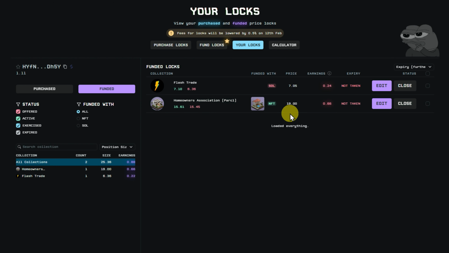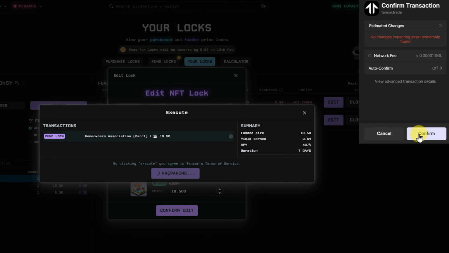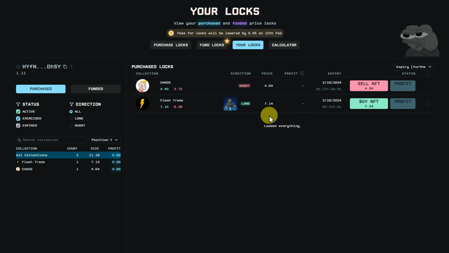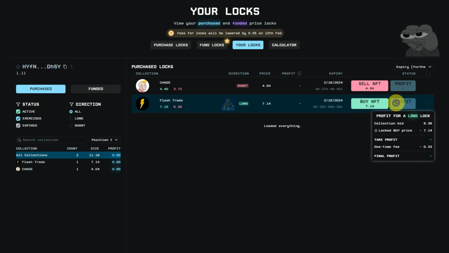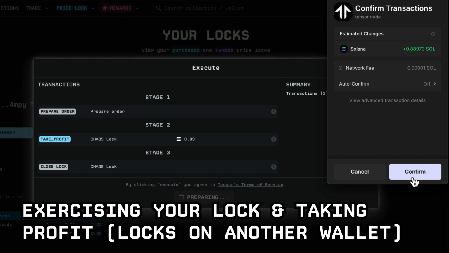And as for this one, maybe I realize that I do want to sell it. However, 19 SOL's a little bit too high. So I can bring that down. Confirm and confirm. In the meantime, nothing's happening over with our purchase locks. There's been no favorable price change, so we can't go and close these out for profit. If we could, we'd just click on profit and we'd take the profit. Alternatively, we could go and buy the NFT by funding it with SOL. If we just click on profit, we're not buying the NFT, we're just exercising the right, and then we would make the final profit. Now, when your locks are in profit, you can just click on profit and take profit, and then you get the SOL into your wallet.